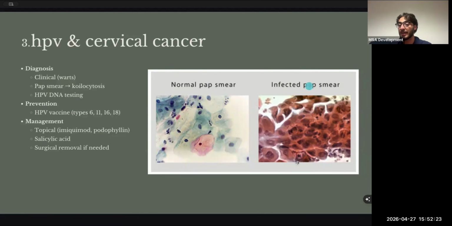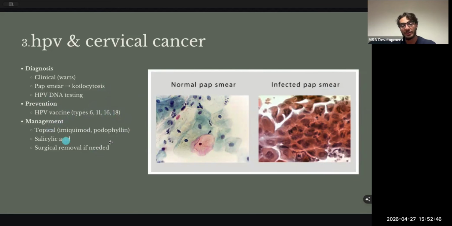And if there's a lot of dysplasia that you can see here, this would lead to further testing to know if this patient is infected with a high risk strain of HPV or not. All right, and how do you prevent it? You could do an HPV vaccine for all these types, type 6, 11, 16, and 18.